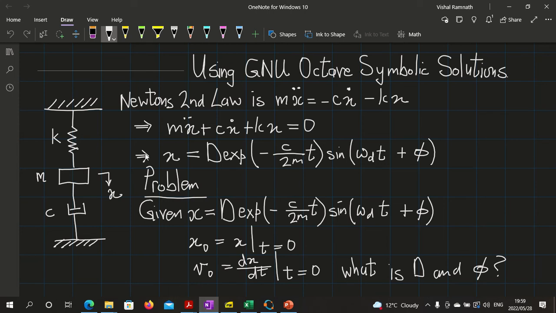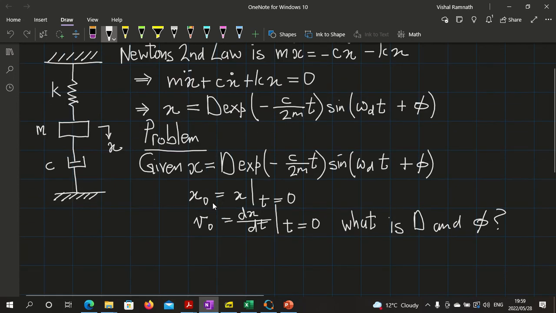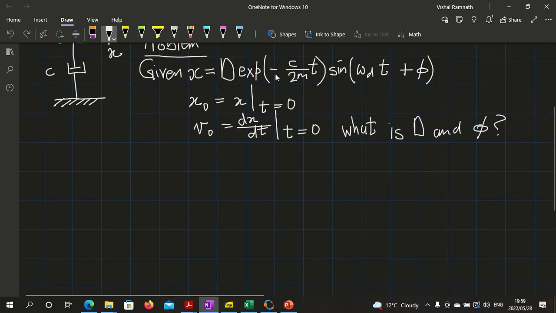Mass, spring and damper, Newton's second equation, x is equal to this expression. If x is equal to that expression, and I specify an x0 as x evaluated at t0, and v0 is the derivative of this evaluated at t0, solve for d and phi. That is the problem.